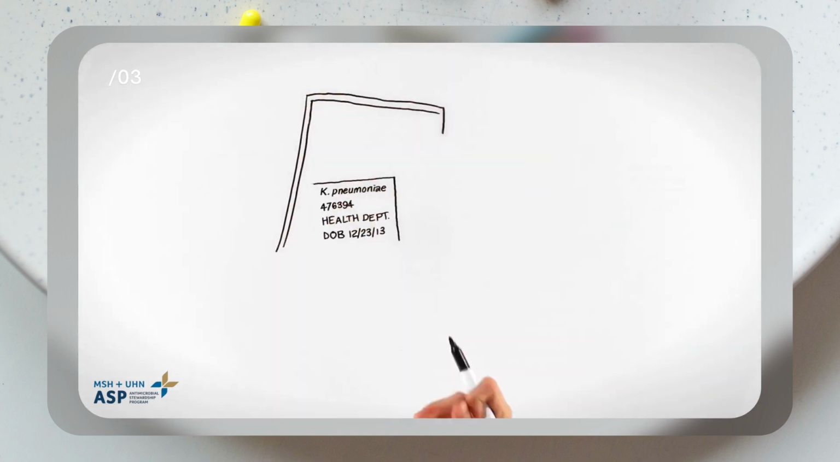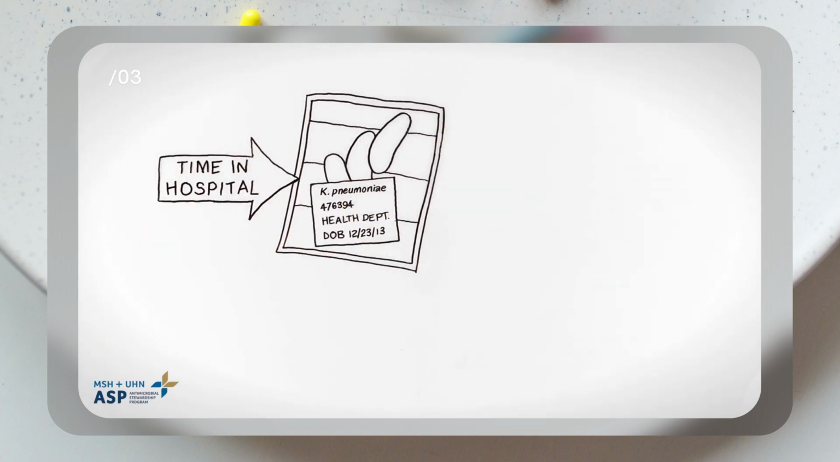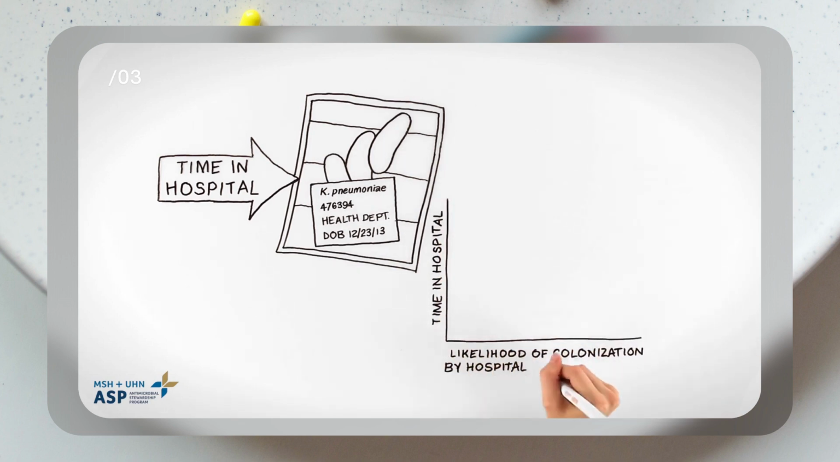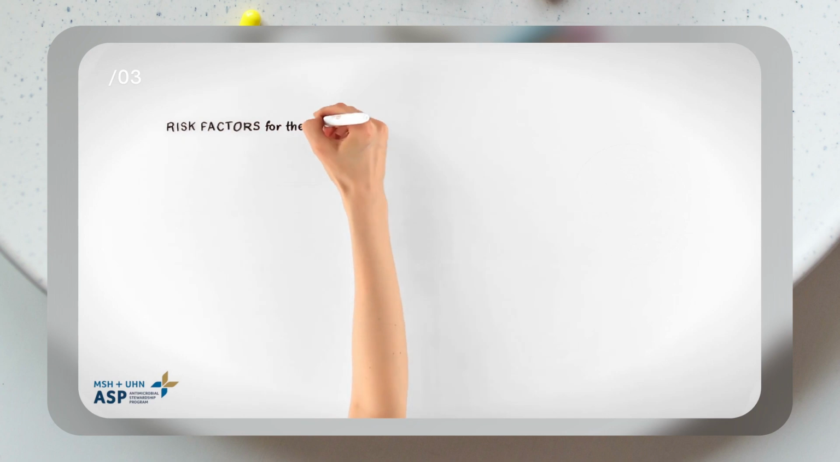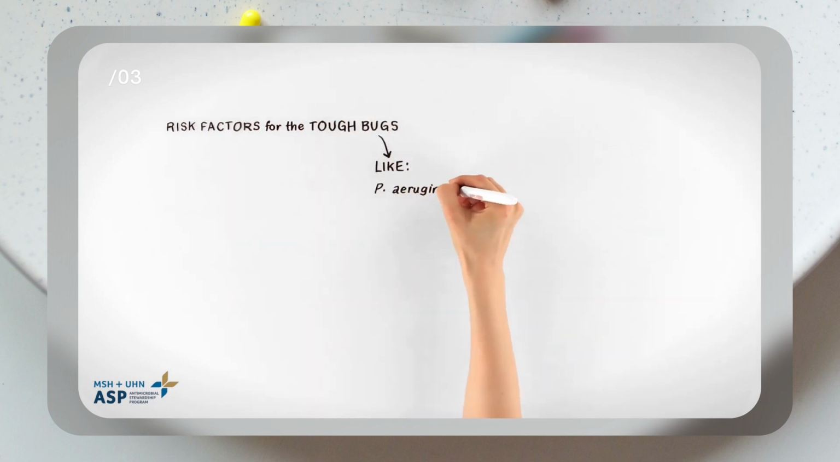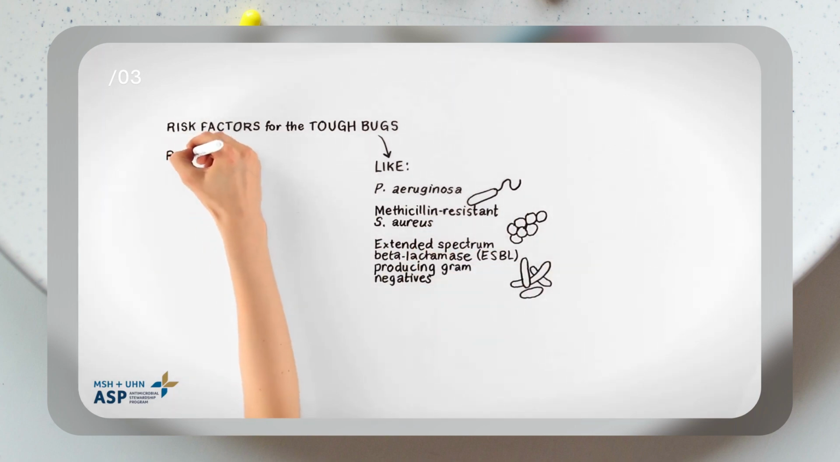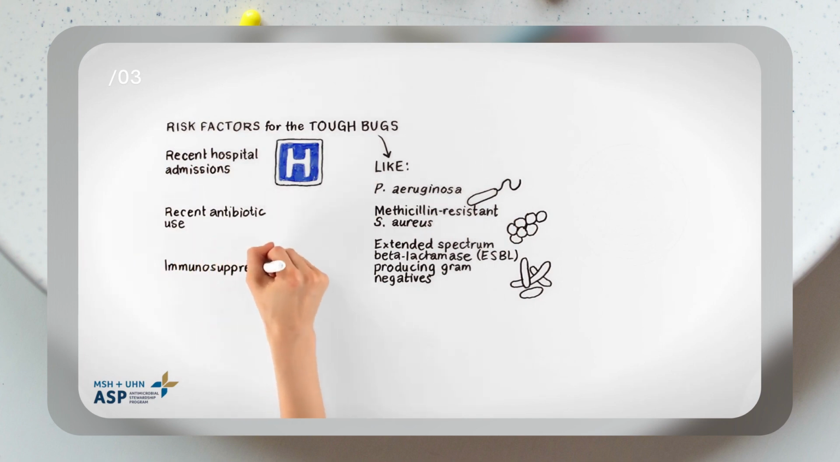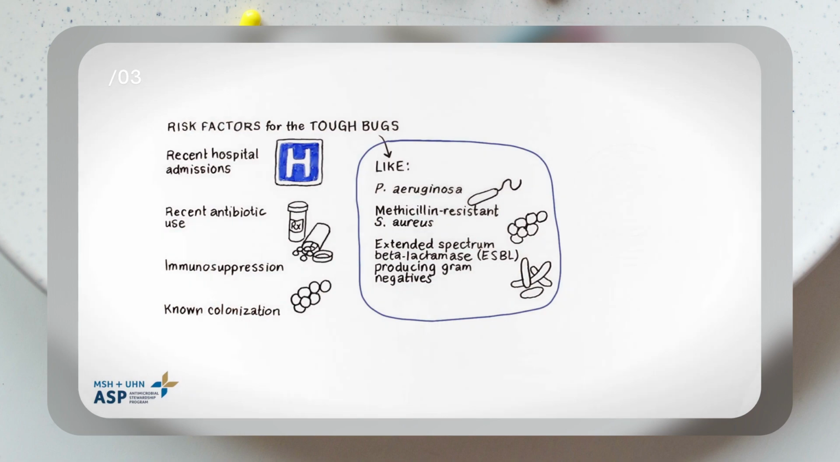To identify target bugs, guidelines place emphasis on the duration of time in hospital prior to the onset of infection. The longer the time in hospital, the greater the likelihood of colonization. There are risk factors for infection with more difficult-to-treat organisms, such as Pseudomonas, MRSA, and ESBLs. These risk factors include recent hospital admissions, antibiotic use, immunosuppression, and known colonization with any of these organisms.